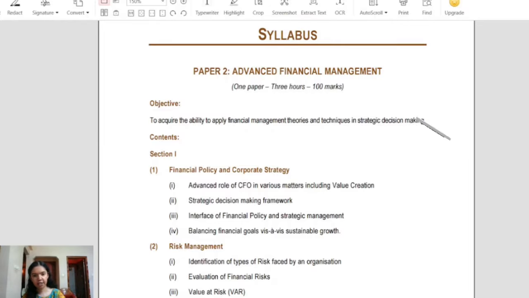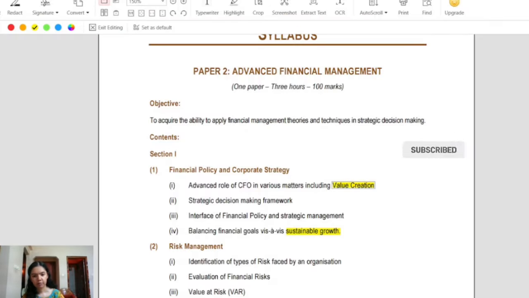So first we have chapter number 1, financial policy and corporate strategy. Actually this is a theoretical chapter and generally questions will be related to financial policy, corporate policy, and also one more important point here is value creation. This topic is also very important. And then we have sustainable growth rate. So from IBS viewpoint, this topic is also important. And then this value creation. So you might be given case studies which revolve around these topics.